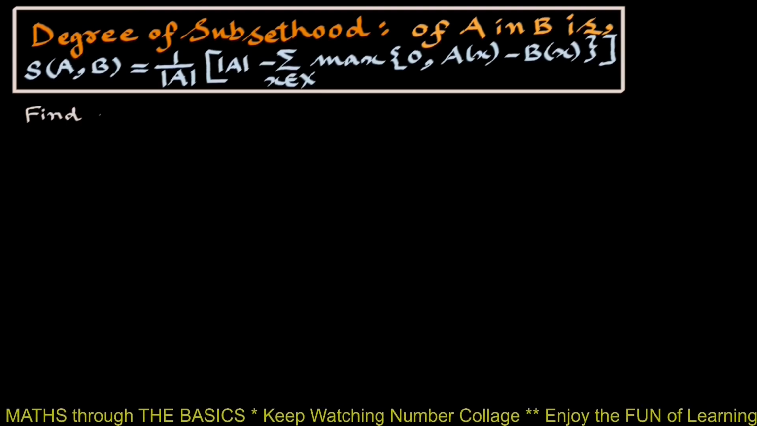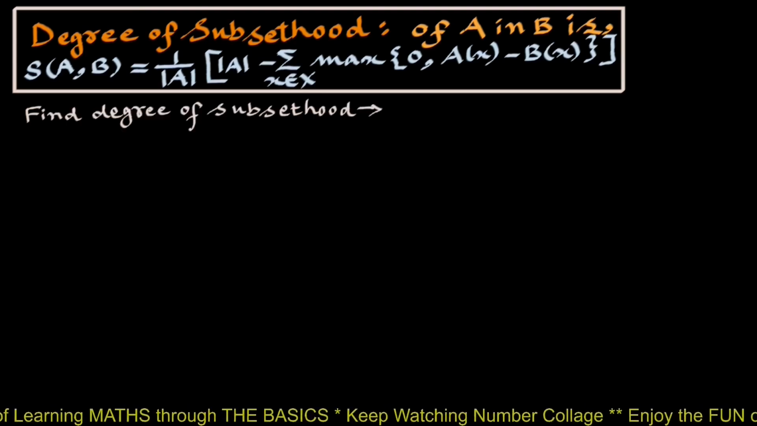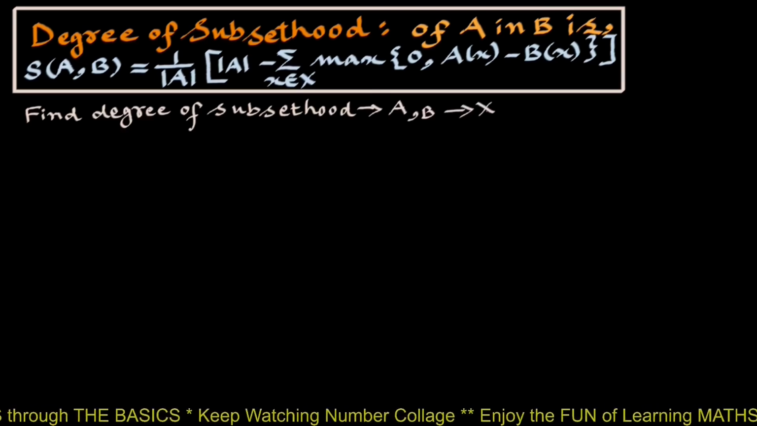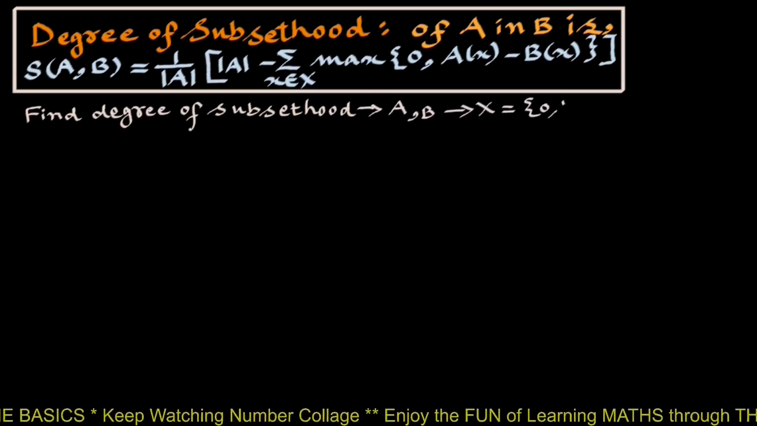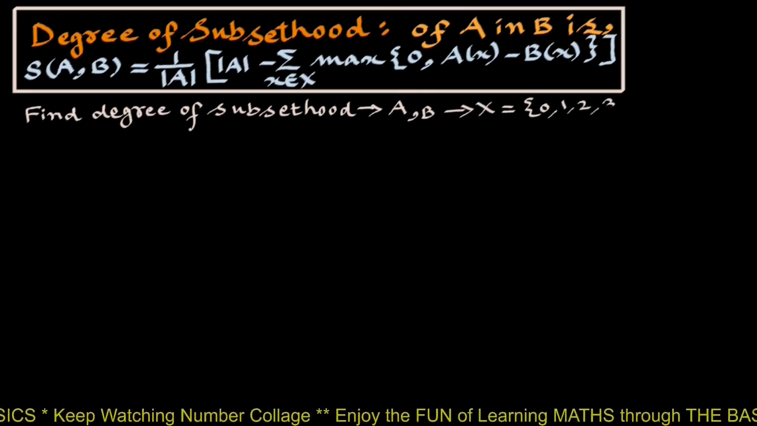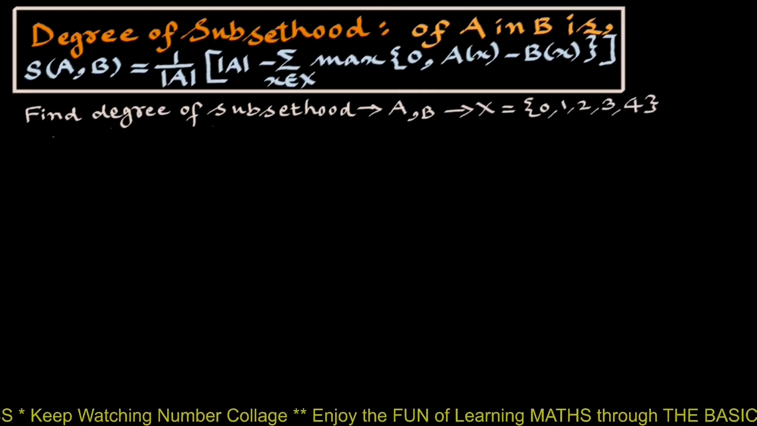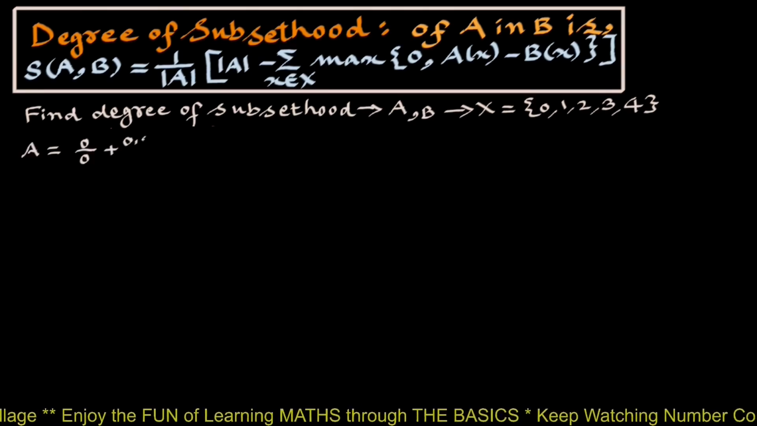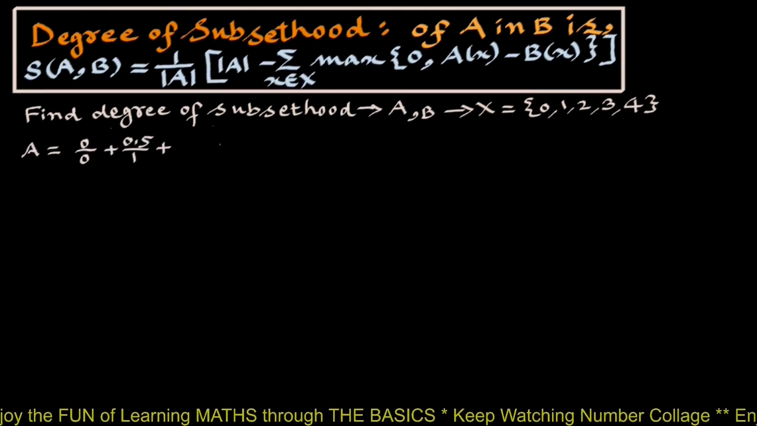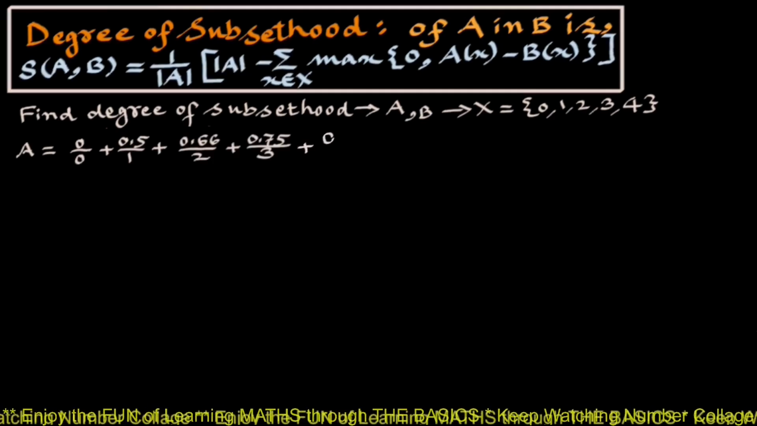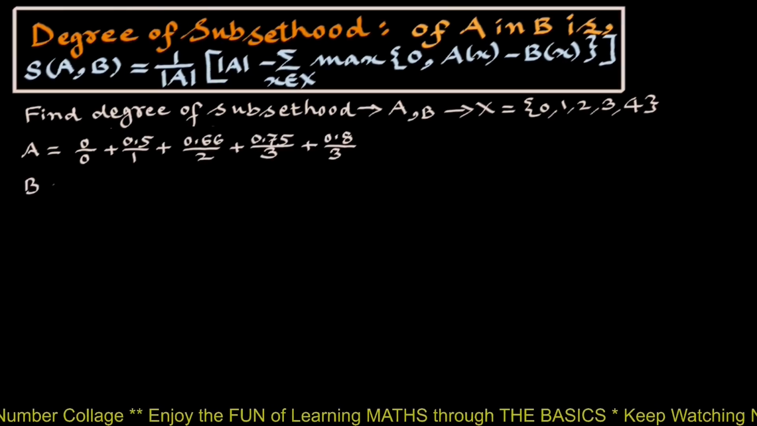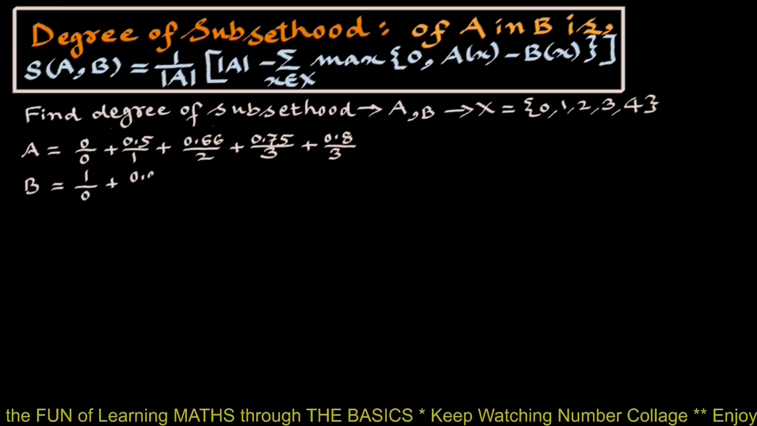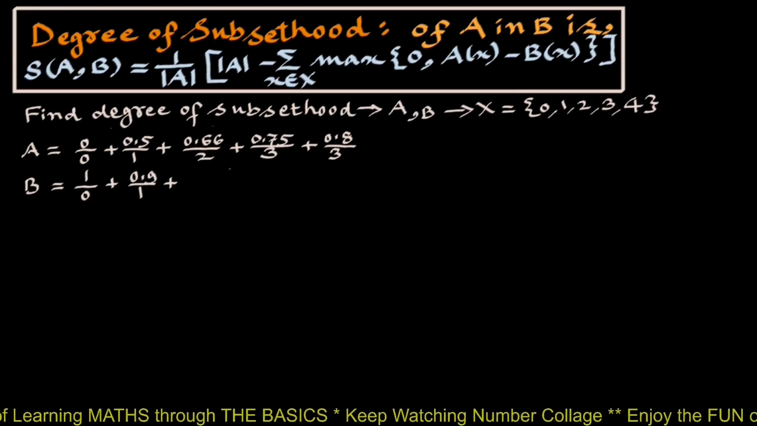Find degree of subsethood of two fuzzy sets A and B defined on universal set X 0, 1, 2, 3 and 4. The sets are given where A is 0 upon 0 plus 0.5 upon 1 plus etc. plus 0.80 upon 4, and B is given as 1 upon 0 plus 0.9 upon 1 plus etc.